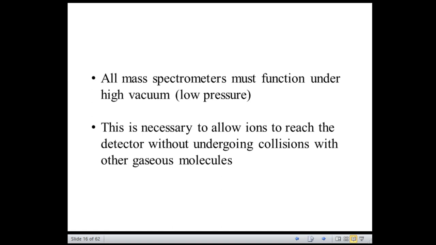So the first thing is, if there are any collisions, that would produce a deviation of the trajectory and the ions would lose their charge. The second thing is, ion molecule collisions could produce unwanted reactions, thus increasing the complexity of the spectrum. So that is the reason why all mass spectrometers must function under high vacuum, so that the ions reach the detector without undergoing collisions with any of the other gaseous molecules.